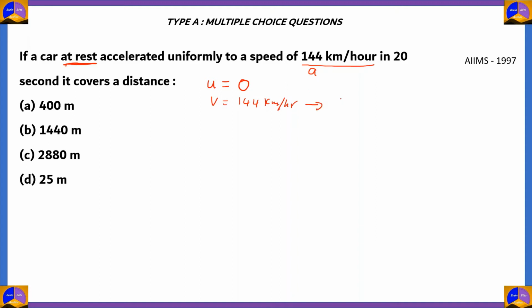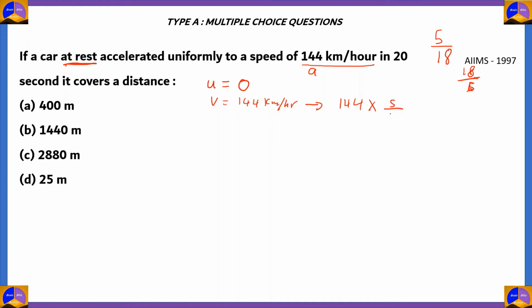So how do you convert kilometers per hour to meters per second? Here's an easy way out. Whenever you want to convert something into meters per second from kilometers per hour, just multiply by 5 by 18. Multiply the quantity by 5 by 18. So you'll get the answer in meters per second. And if you want to convert from meters per second to kilometers per hour, just multiply by 18 by 5. So that will give you the answer in kilometers per hour. Here we need to convert it to meters per second.